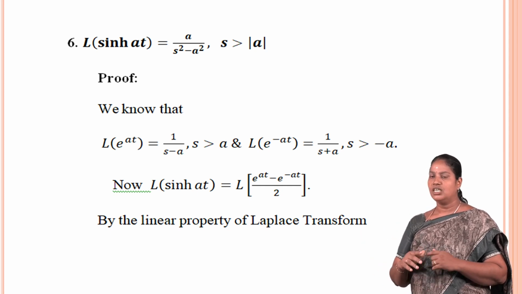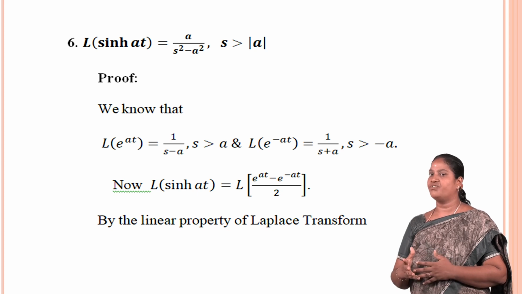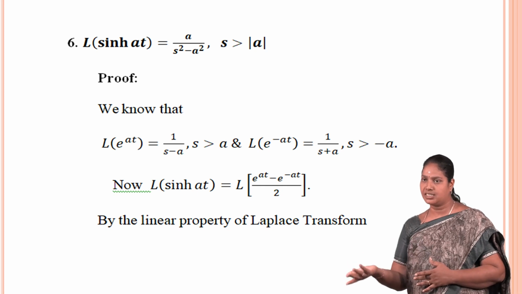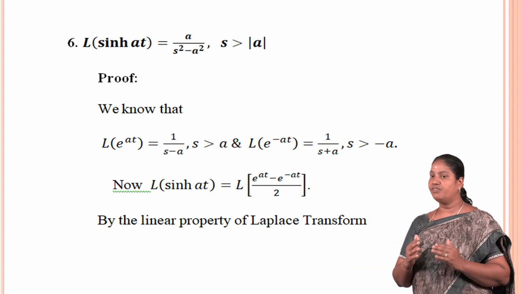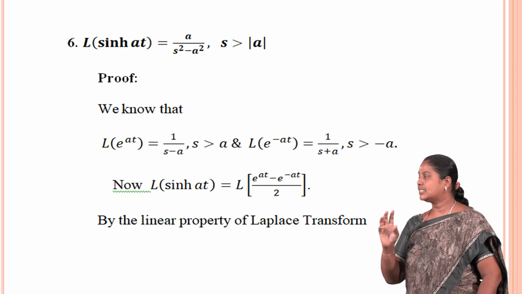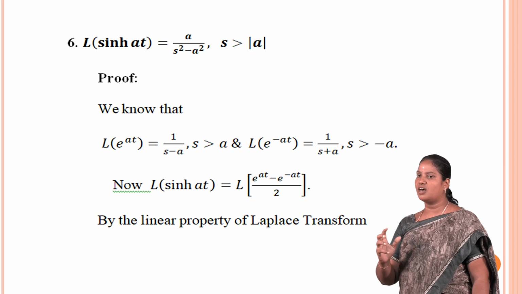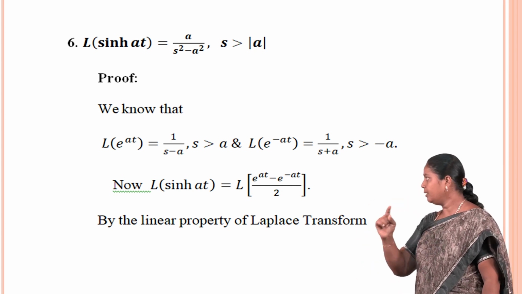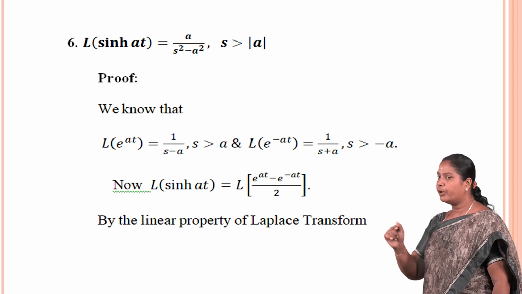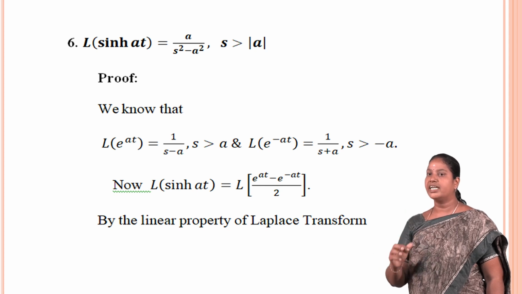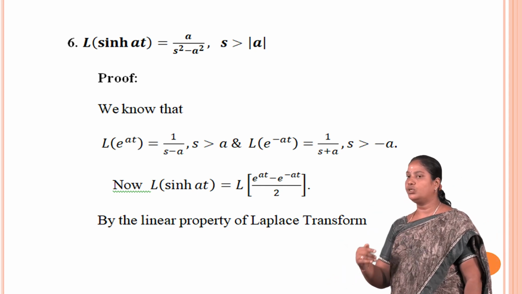So if we substitute the standard Laplace transform formulas, that is L of e power at and L of e power minus at, we will get L of sinh at. We know that sinh at can be expressed in terms of exponential functions. What is that? sinh at is nothing but e power at minus e power minus at, divided by 2. Now if we replace sinh at by this formula, we will get that L of sinh at is equal to L of e power at minus e power minus at, divided by 2.